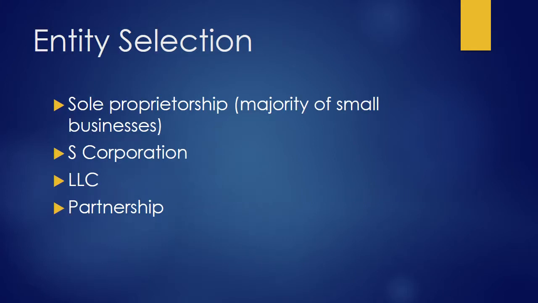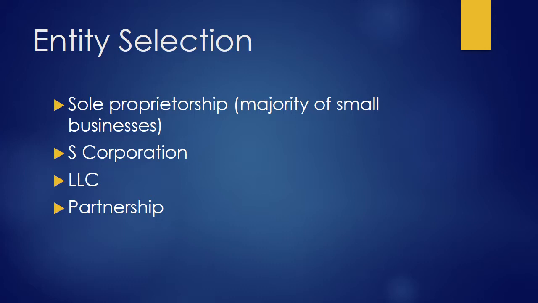A majority of you guys out there and a majority of small businesses are going to be sole proprietorships. This means that you are operating the business as yourself. You do not have a separate entity that's operating the business. You're just kind of running it out of your house. You're running it as an individual. And so that's what a sole proprietorship is called. If somebody asks what you're running your business as, you tell them a sole proprietorship.